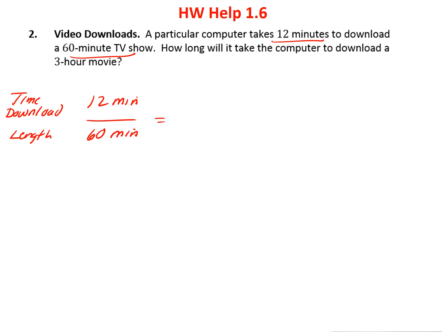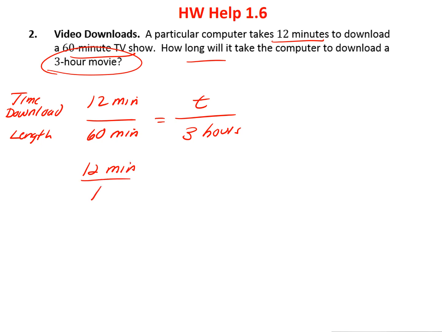Now, they want to know how long it's going to take. So that's going to be my time here. I don't know that. How long will it take to download a 3-hour movie? Now, notice that I'm not going to put down here 3 hours. I can, but it doesn't mesh up, 60 minutes and 3 hours. So what I can do is change this into hours. So I'm going to rewrite this as 12 minutes is to 1 hour, as t is to 3 hours. Notice I changed them both to hours, so now my proportion is set up right.